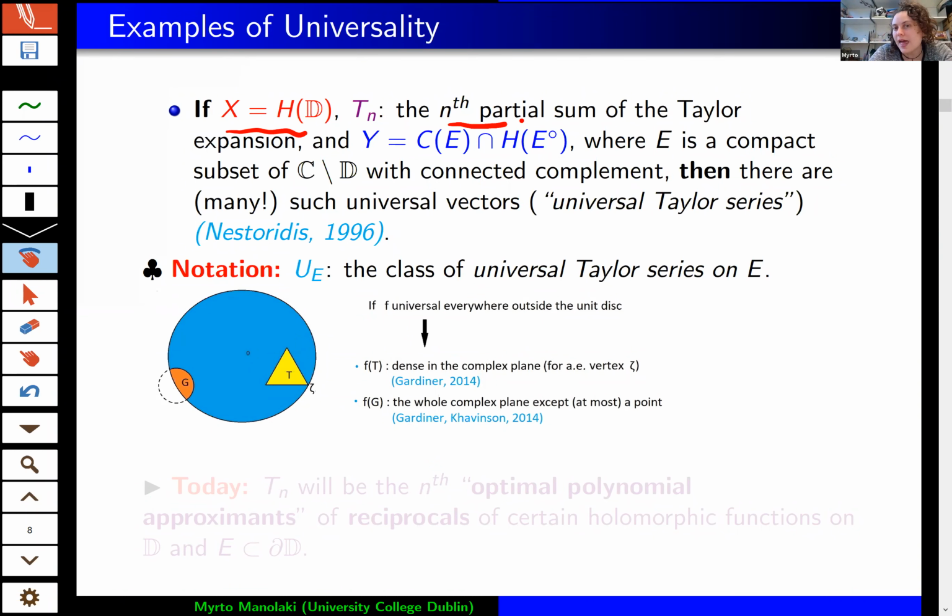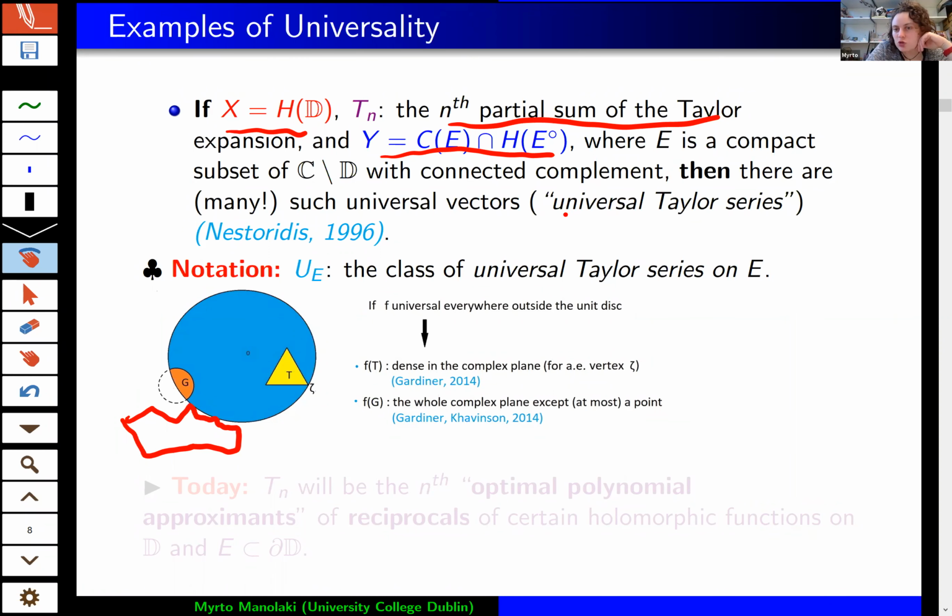Tn will be just the nth partial sum of the Taylor series of a holomorphic function. And Y, the space where we want to do the approximations, will be just the space of continuous functions on a fixed set E and holomorphic on the interior. So E will always be a compact set outside my disk, and it will have to have no holes so that we have hope to be able to approximate things.